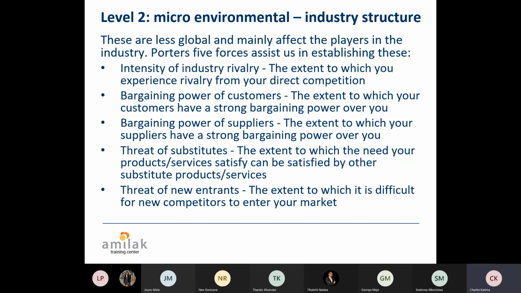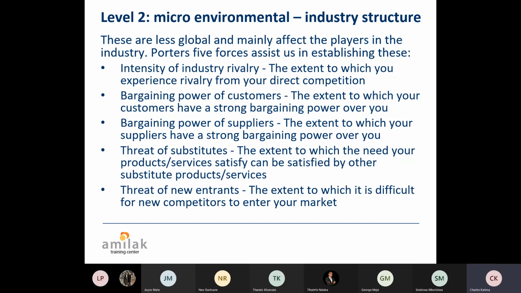In the micro environment, you are looking at the forces that affect the company, the supplier, the individual player in the particular industry. You need to understand the amount of rivalry that they have, the bargaining power of the customers that they have, the bargaining power of the supplier that he has, what substitutes are available, and the threats of new entrants.